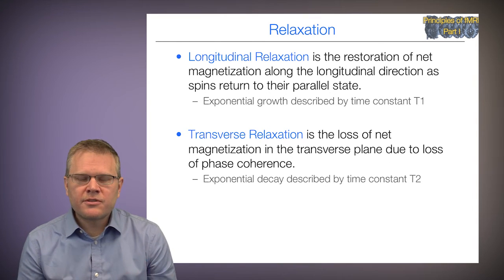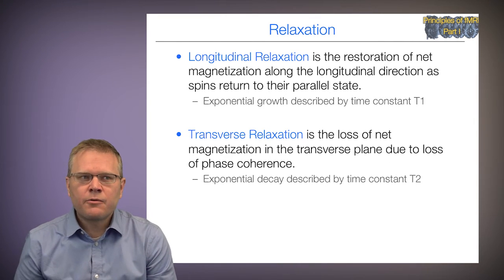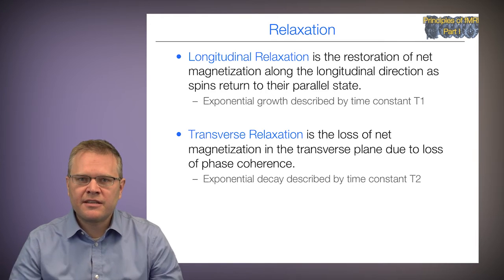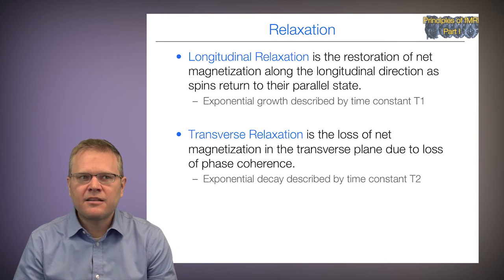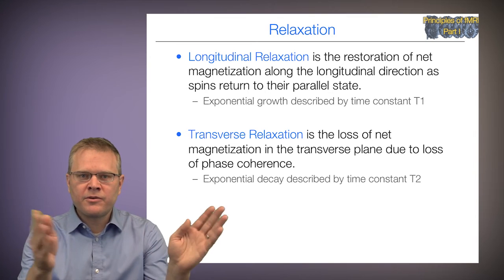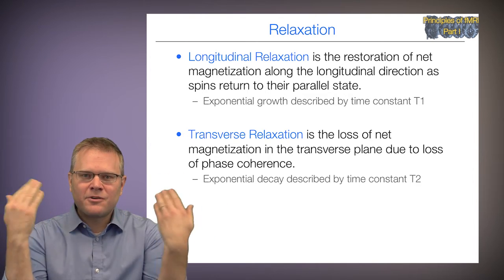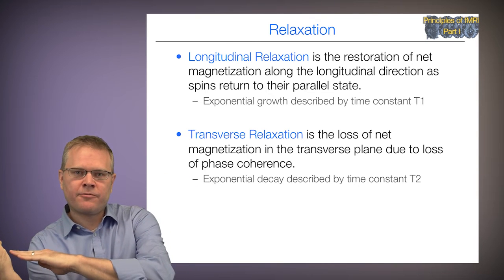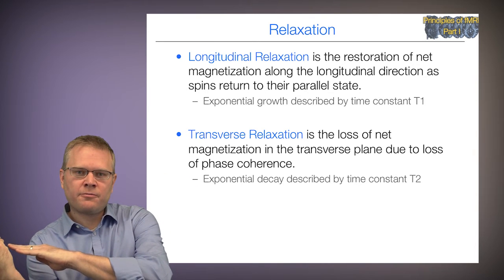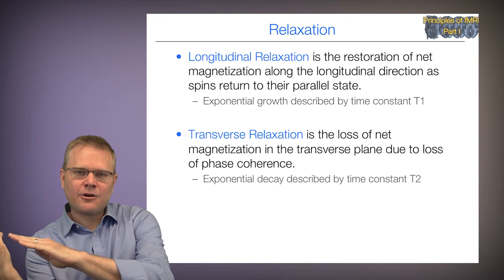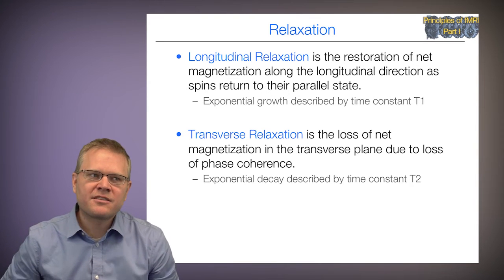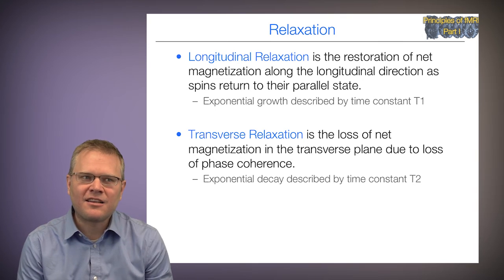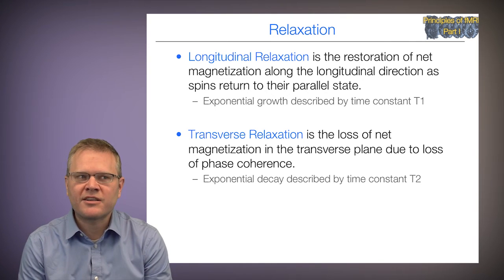However, there's also something called transverse relaxation, which is the loss of net magnetization in the transverse plane due to loss of phase coherence. So remember what we were doing: all these nuclei were out of phase with each other, and then the RF pulse put them into phase before it tipped them over. But once you remove the RF pulse, these nuclei go out of phase with each other, and this causes a loss of net magnetization in the transverse direction. And this is also described by an exponential decay described by a time constant T2.